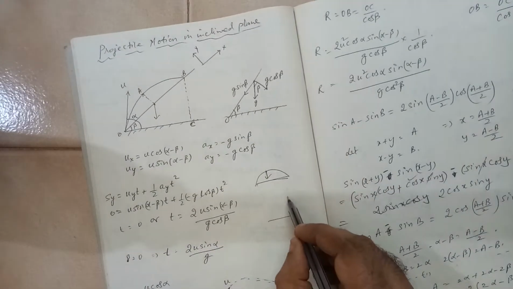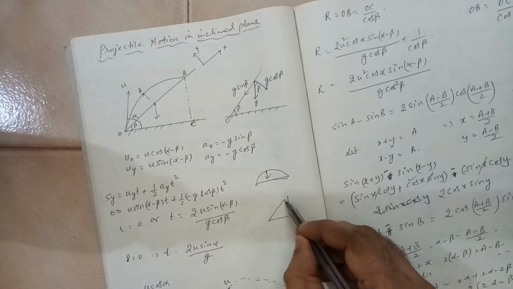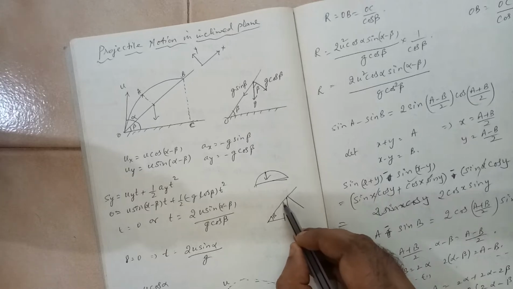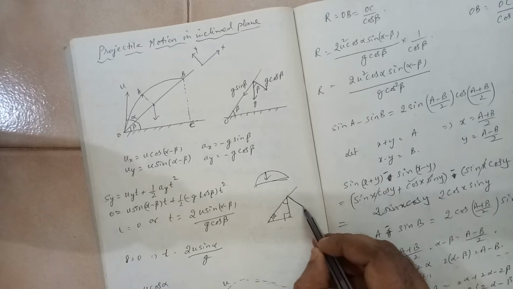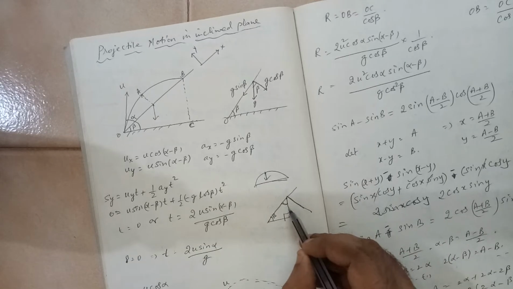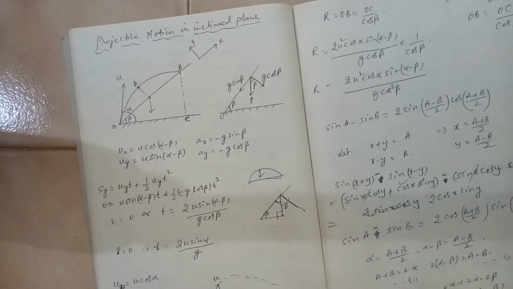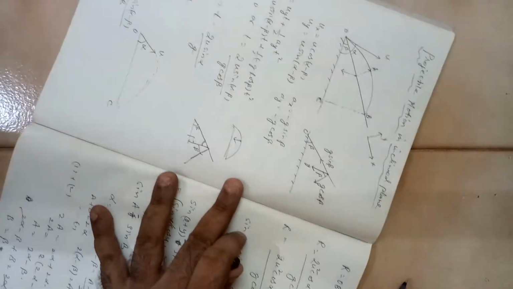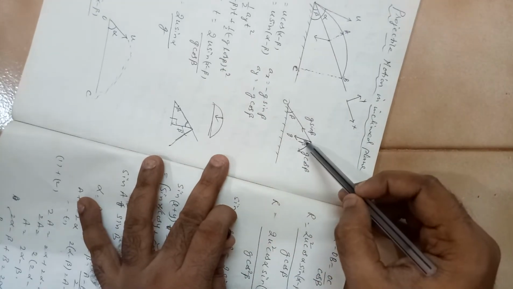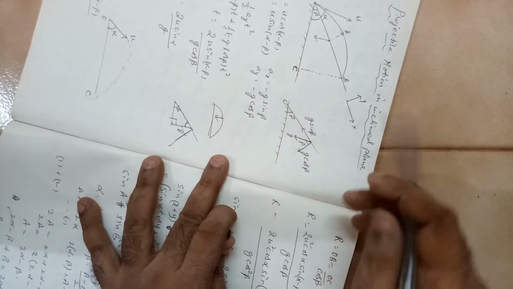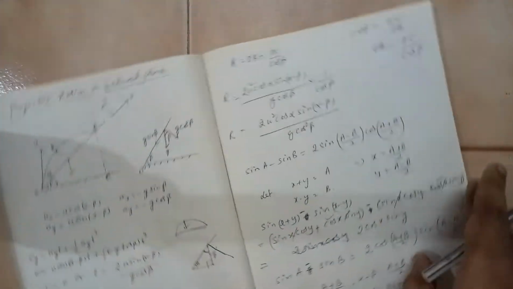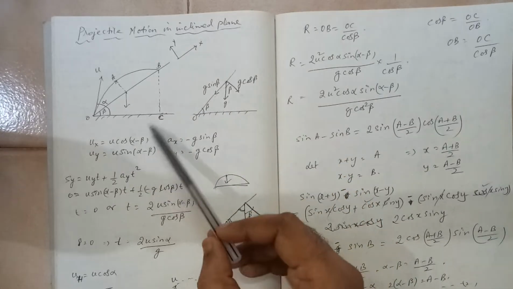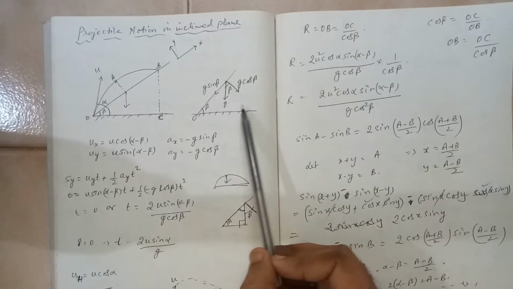We can see how it is. If this is beta, this is 90, this is 90 minus beta, this total angle is 90. If this is 90 minus beta, this will be beta. Now, if this is beta, see it like this, g, this is beta, this will be g cos beta, g sin beta. So g sin beta is along the plane, g cos beta is perpendicular to the plane.